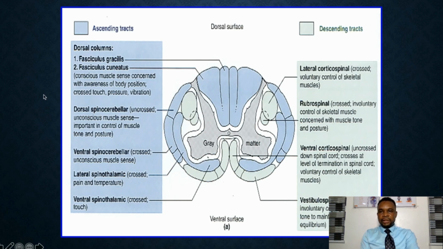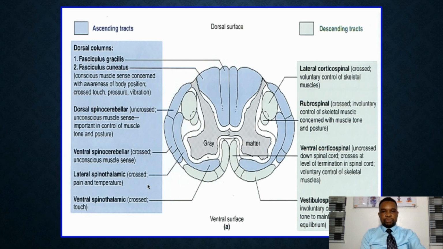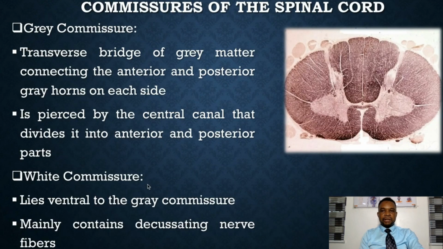Then when you come to the other side, we have the ascending tracts here. Within the dorsal column, we have the fasciculus gracilis and the fasciculus cuneatus. We have the dorsal spinocerebellar tract, the ventral spinocerebellar tract, the lateral spinothalamic tract, and then the ventral spinothalamic tract. So these are the ascending and descending pathways within the spinal cord.